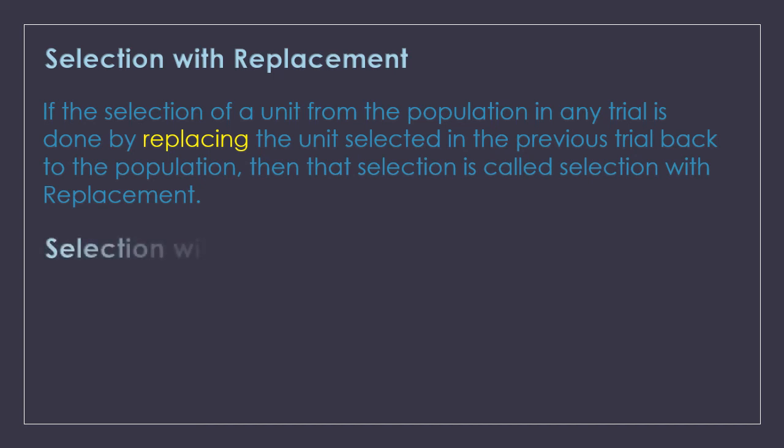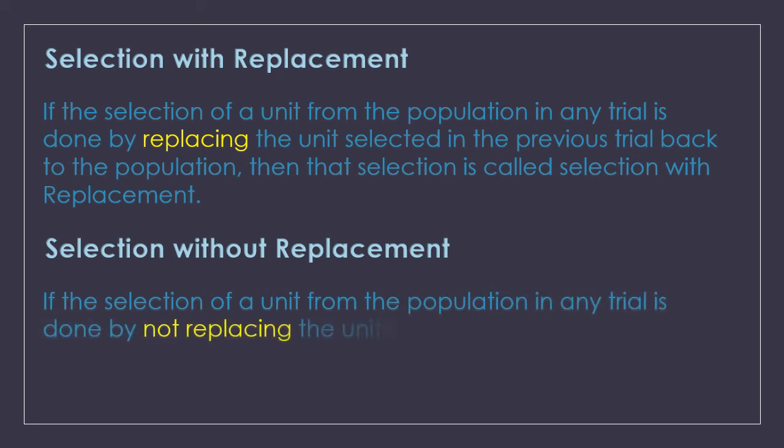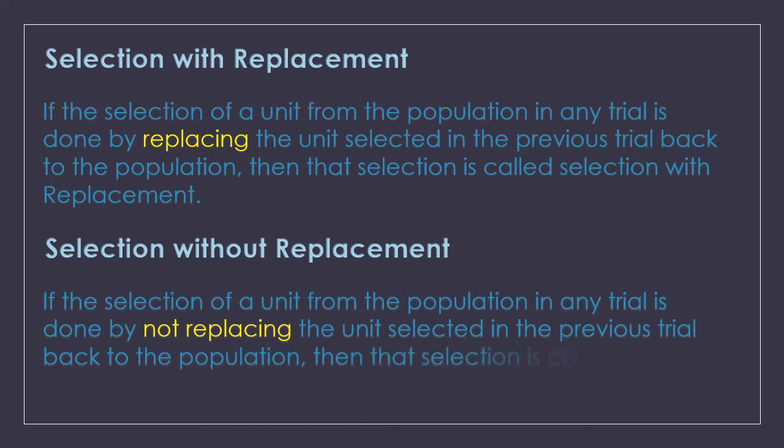The second is selection without replacement. What's the meaning? If the selection of a unit from the population in any trial is done by not replacing the unit selected in the previous trial back to the population, then that selection is called selection without replacement.